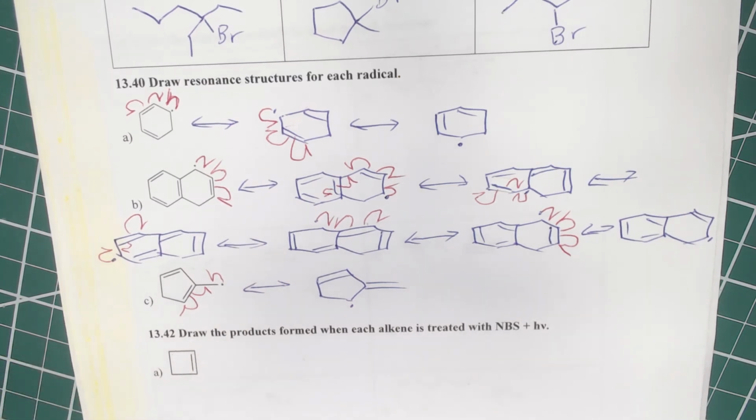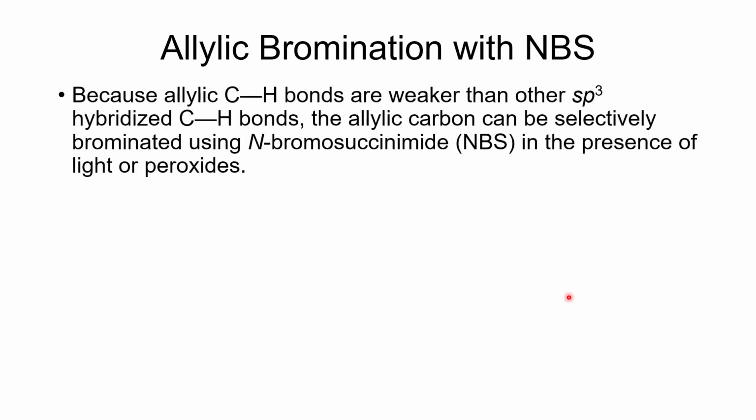All right. Well, let's go back to our presentation. And we want to look at allylic bromination with NBS. And you may be thinking, NBS, is that some sort of television network? Or no, NBS is N-bromosuccinimide.